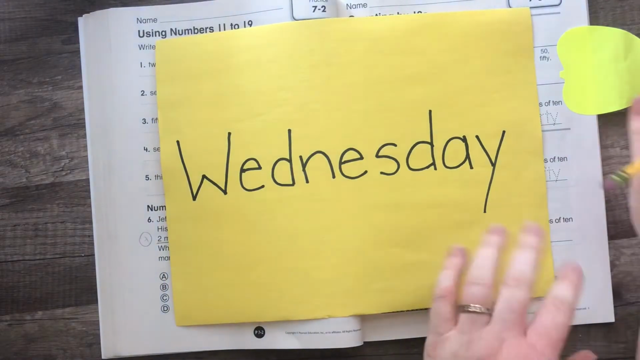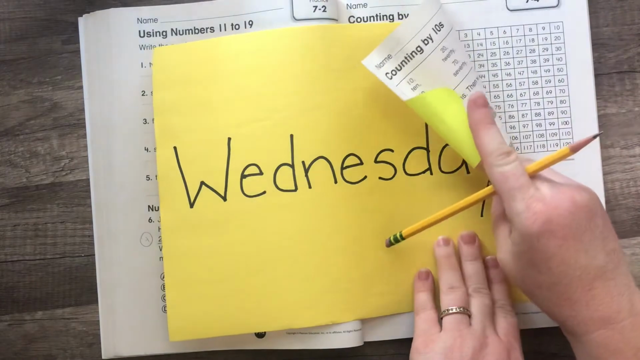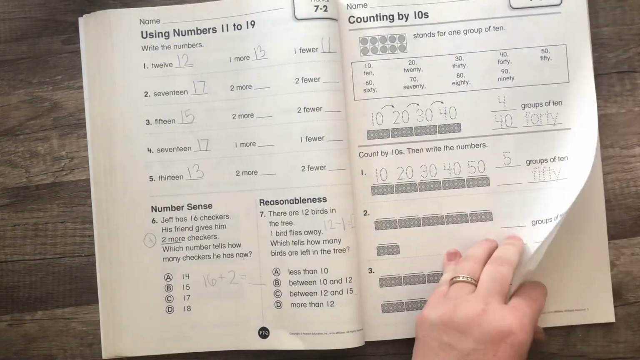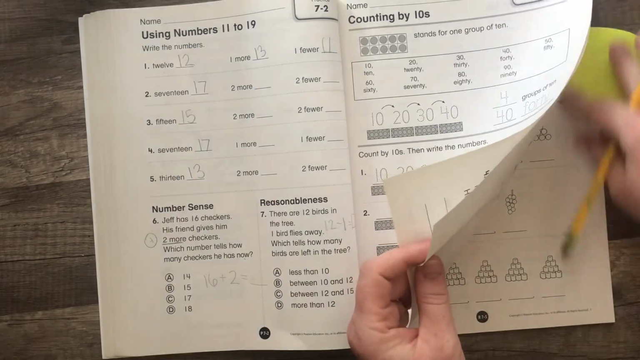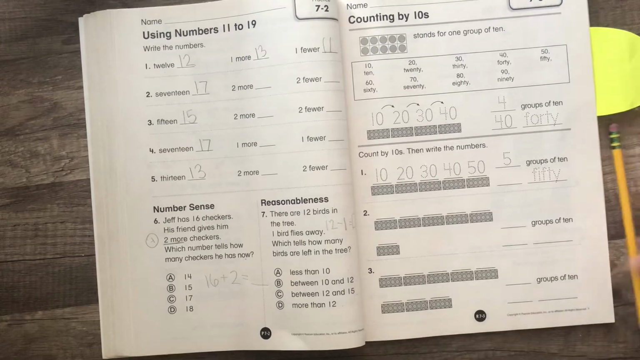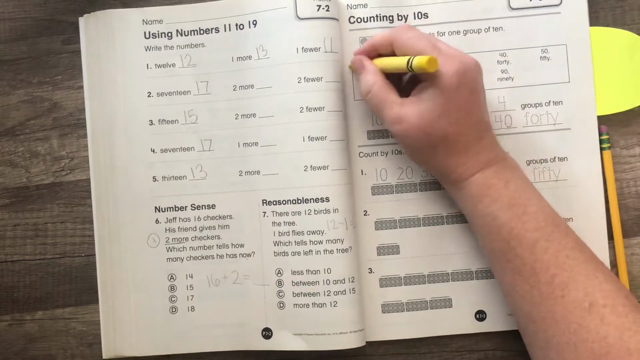Wednesday's lessons are going to be 7-3 and 7-4. So we're going to be counting by tens. My friends, this is a very important teaching time.